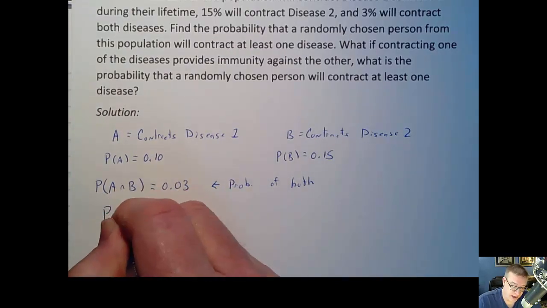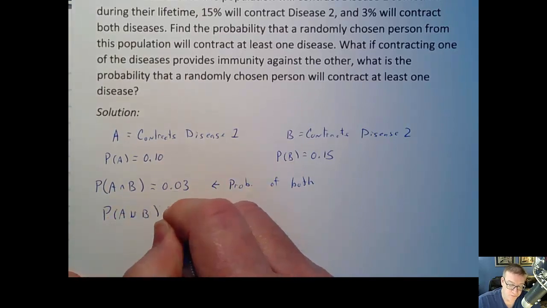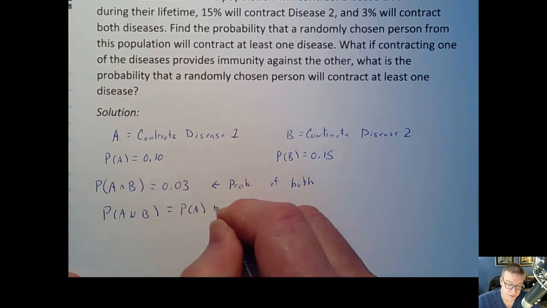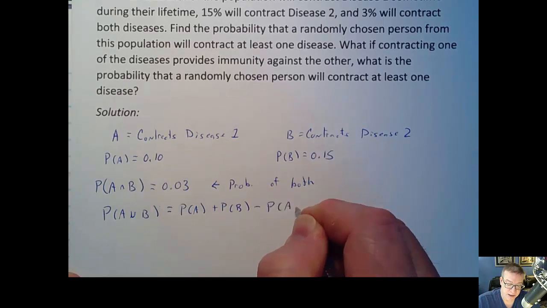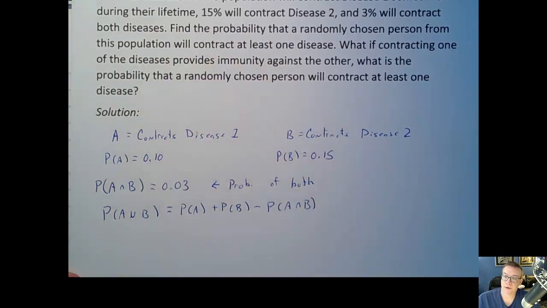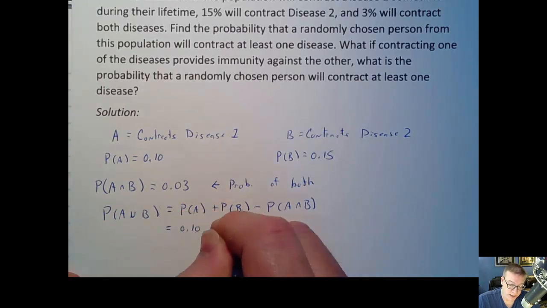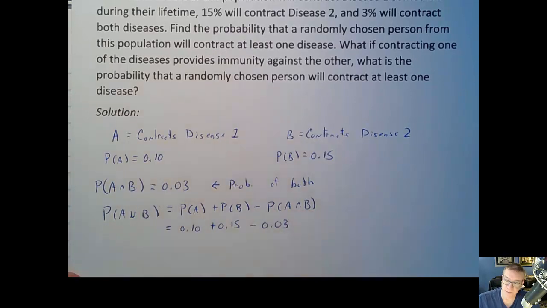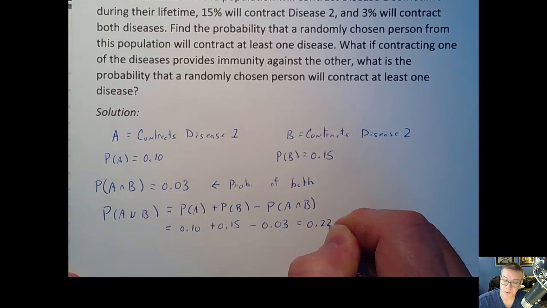That would be the probability of A union B, which we know from our law equals the probability of A plus the probability of B minus the probability of A intersect B. So we have 0.10 plus 0.15 minus 0.03, which equals 0.22.